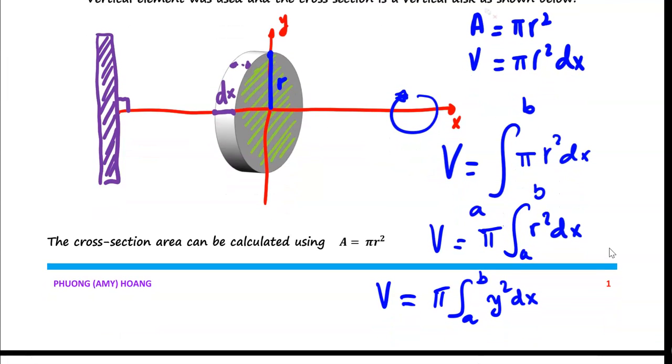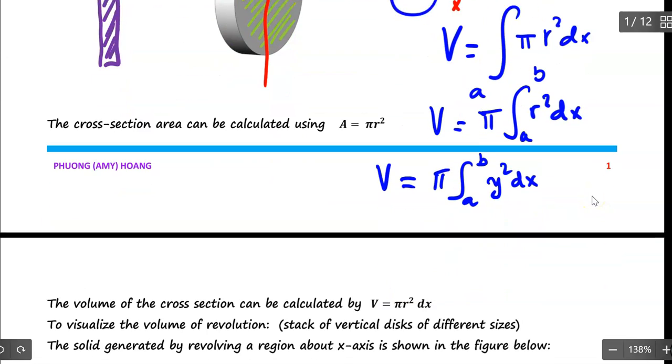Let's move on to the next page. You will probably see a little bit more clearly when I'm talking about the summation of all of these disks. This symbol right here, the integral, is more like a summation. You add so many of these together. So let's move on to the next page.